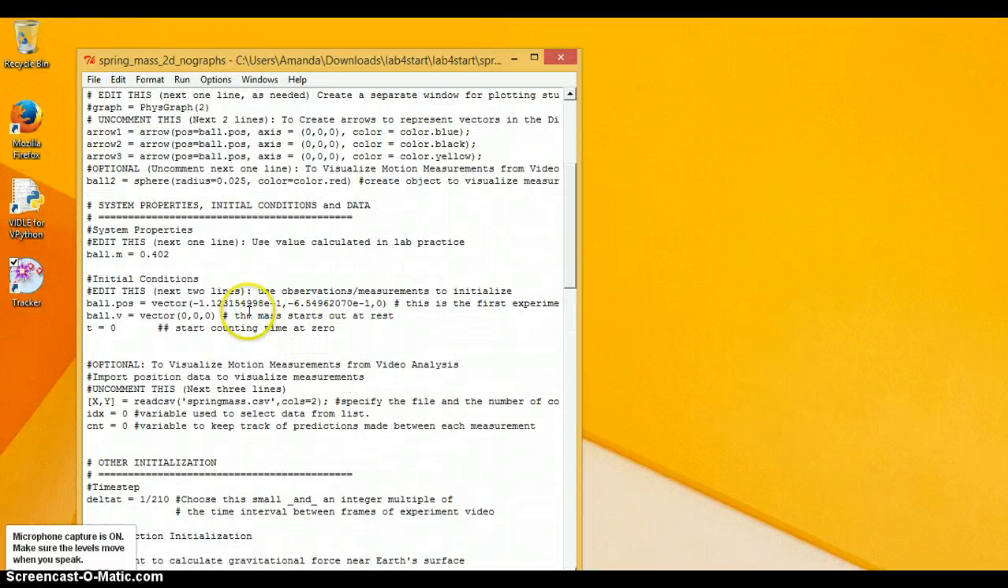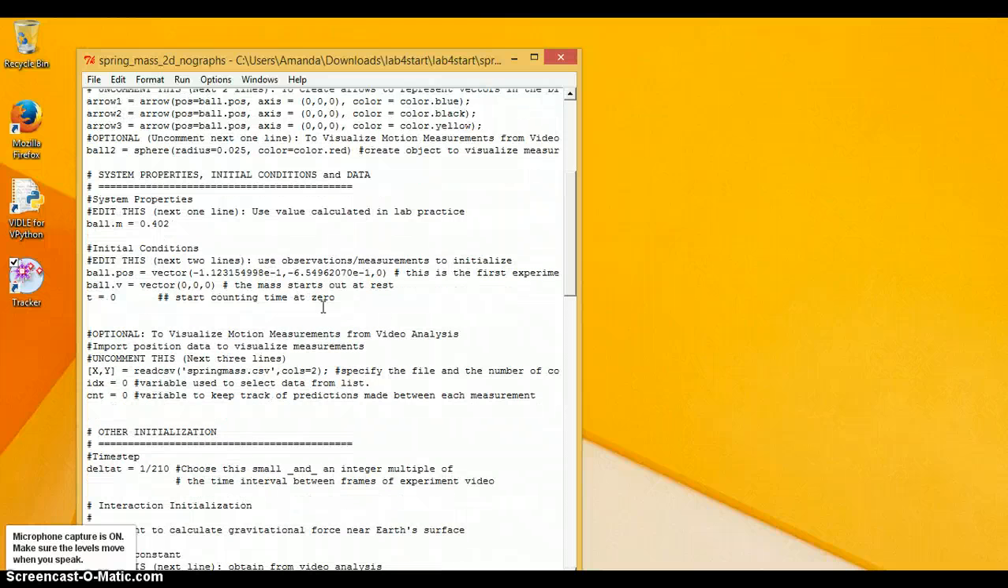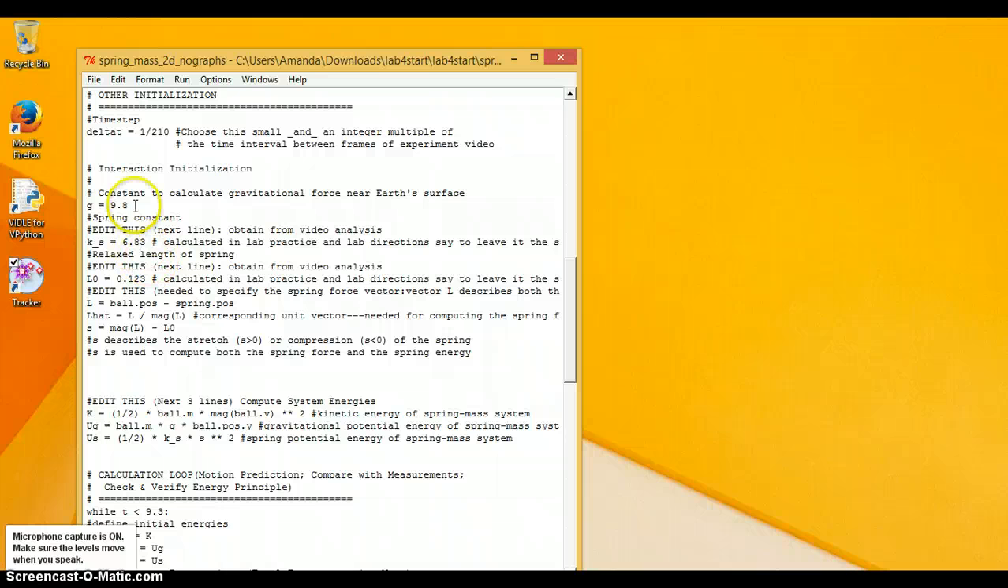I started with the initial values of the variables. I used the mass that was given in the lab video and set the initial position of the object to its position in the first screen of the tracker video, or in other words, to the first experimental data point. I initialized the variable for the gravitational force near the surface of the Earth, and the variables for the spring stiffness constant and relaxed length of the spring as given in the lab video.